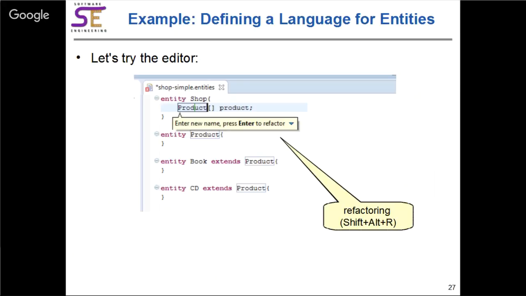So let's say you have defined an entity product which is extended by book and CD, and you have a shop has an attribute called product. Then, of course, if you want to refactor this model and you want to rename product to item or something else, then what you have to do in order not to break the syntax is to rename all occurrences of product. And that's something that is called refactoring, and that's something what this editor also supports.